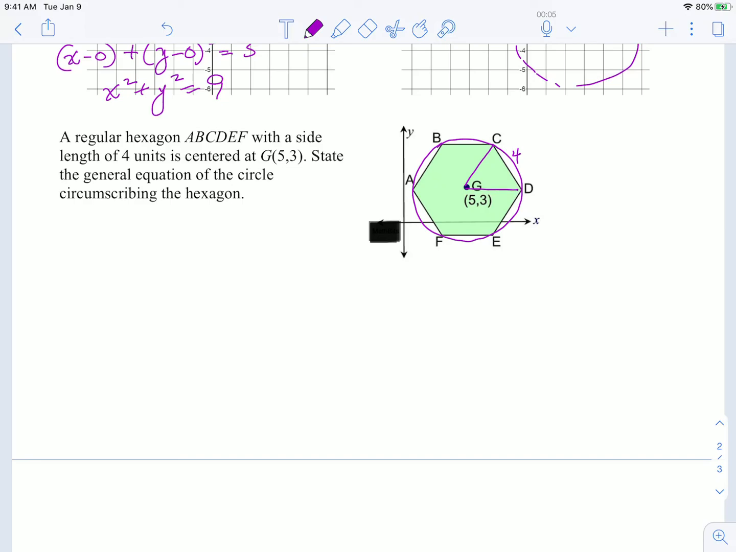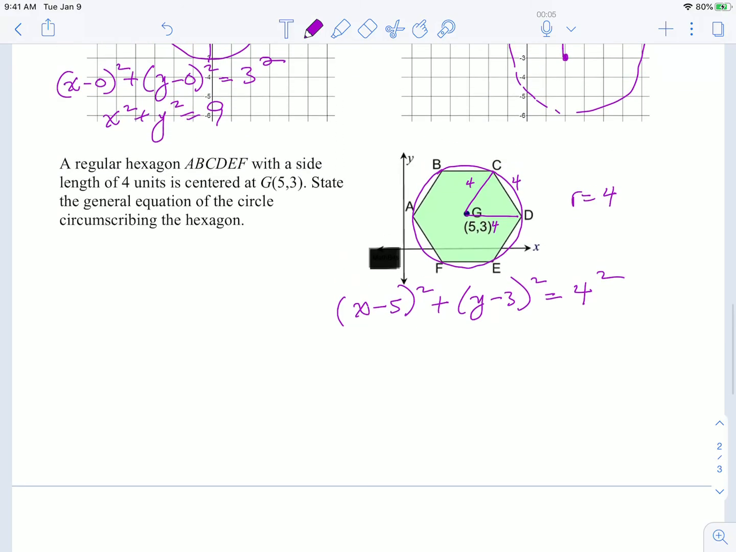Well, if the sides are 4 and it's a hexagon, remember, a hexagon was just made by using equilateral triangles. So if that side is 4, these are all 4. So that's basically saying the radius of the circle that went around it would also be 4. And so that would mean x minus 5 and y minus 3. Done. Okay, so hopefully that helps explain that answer.